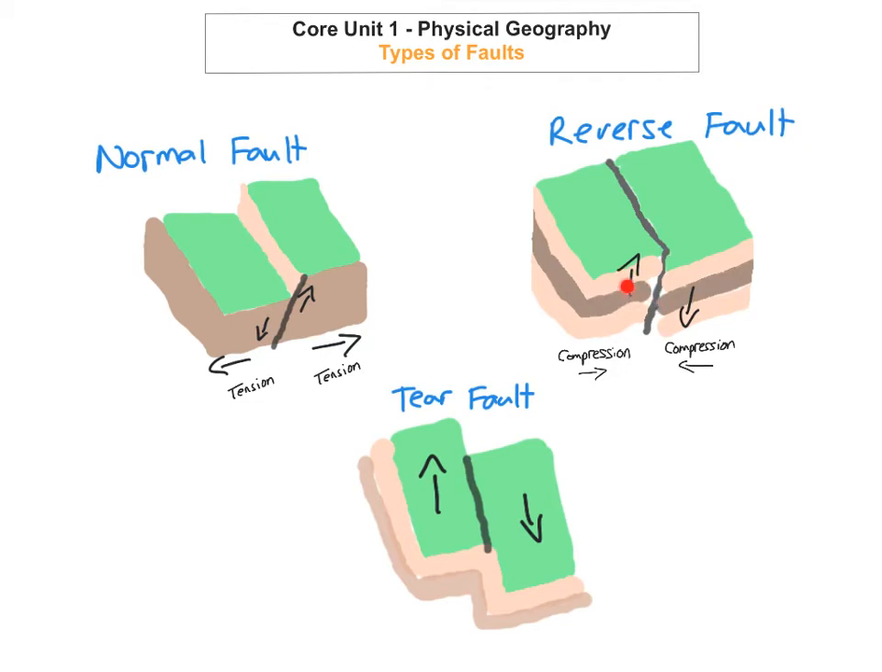Okay, so this block is being forced up onto this block here. So because of the compression of the two plates at destructive plate boundaries crashing against each other, it actually forces this block onto the other block.